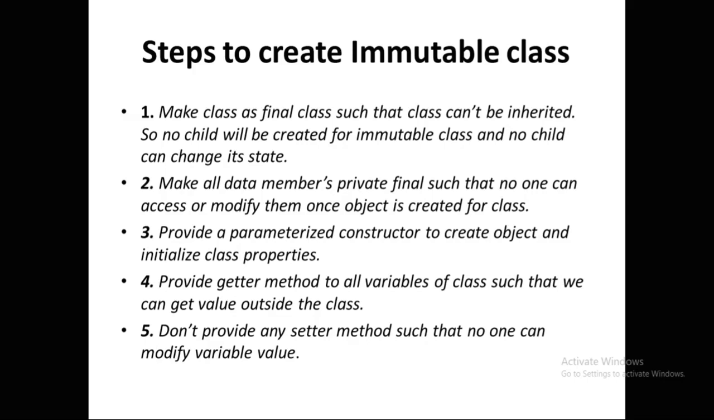The third step is to provide a parameterized constructor to create objects and initialize class properties. The fourth step is to provide getter methods for all variables of the class so that we can get the values outside the class, and don't provide any setter method so that no one can modify variable values. So we will make the class final, make all the member variables private final, provide a parameterized constructor to create the object and initialize the properties, and use getter methods to get the values from the class.